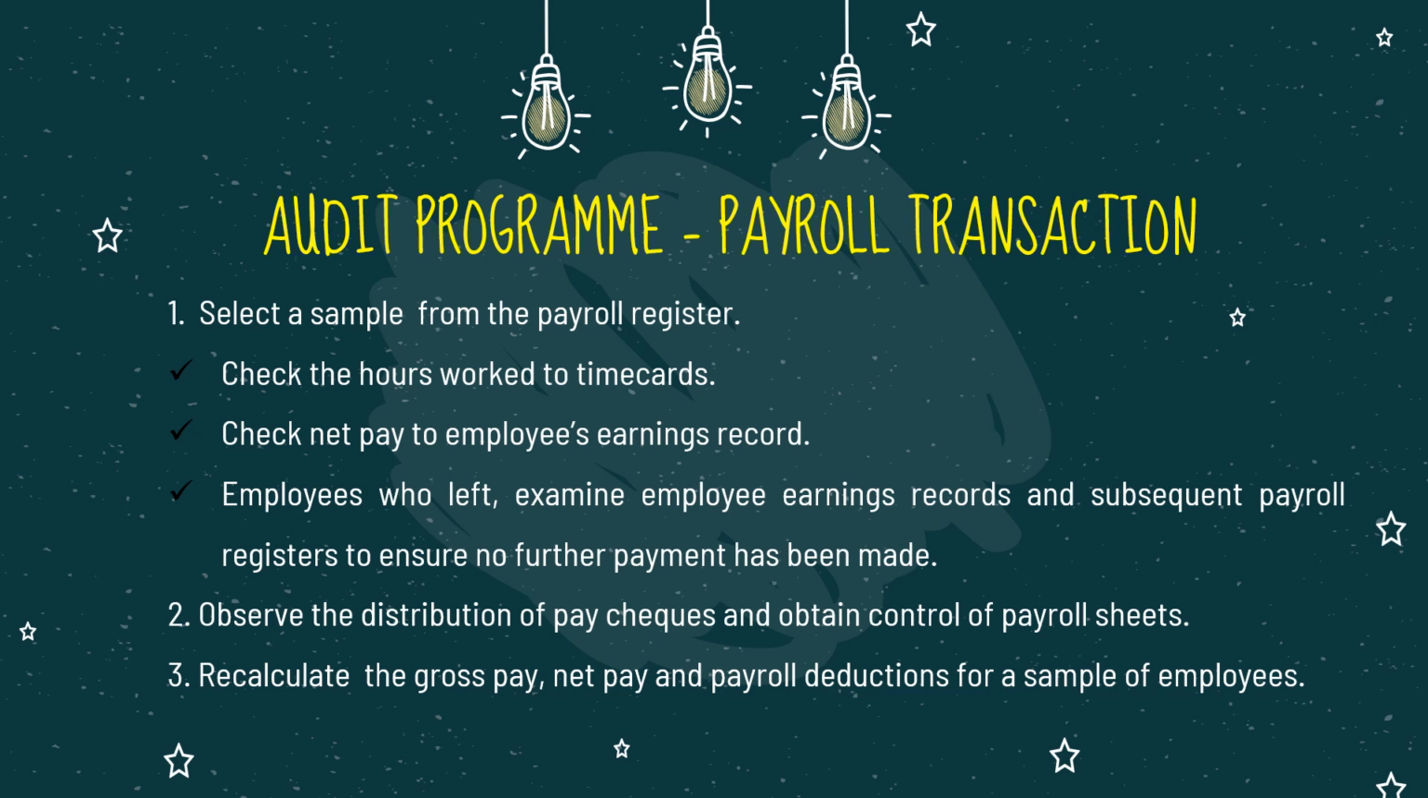Second, the auditor will observe the distribution of paychecks and obtain control of payroll sheets. And third, recalculate the gross pay, net pay, and payroll deduction for a sample of employees. This is the summary of the audit program that the auditor usually uses to check the payroll transaction.